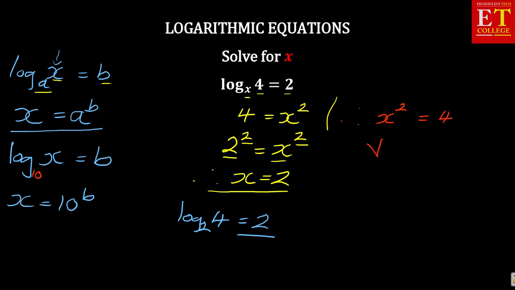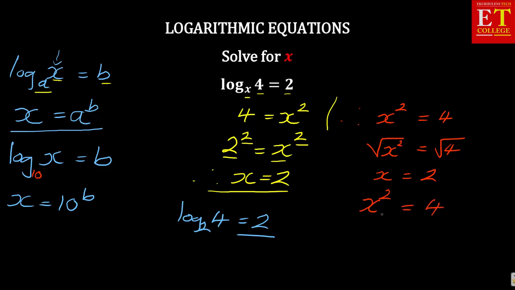You can square root both sides and say the square root of x squared is equal to the square root of 4. So what is x? x is equal to 2. Why am I saying square root? Remember, x to the power 2 is equal to 4.